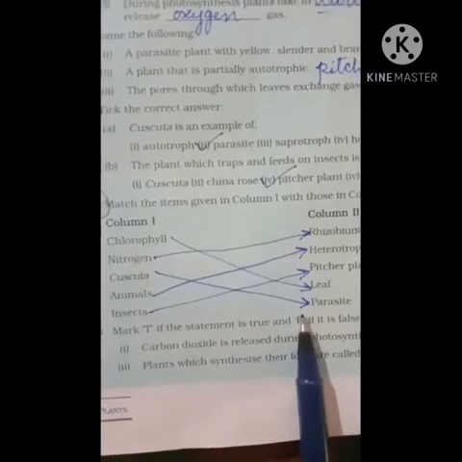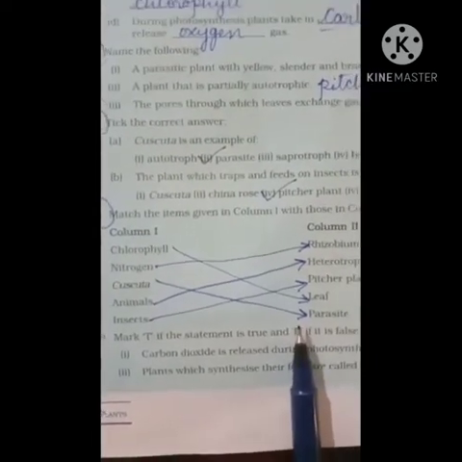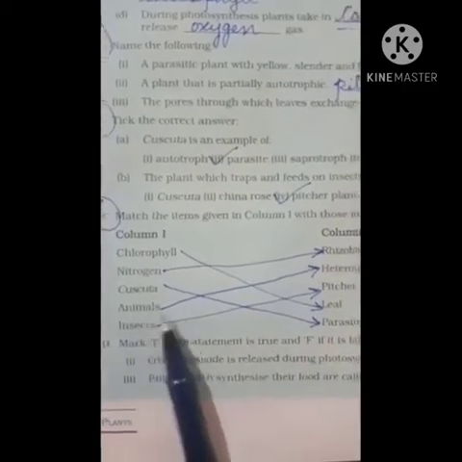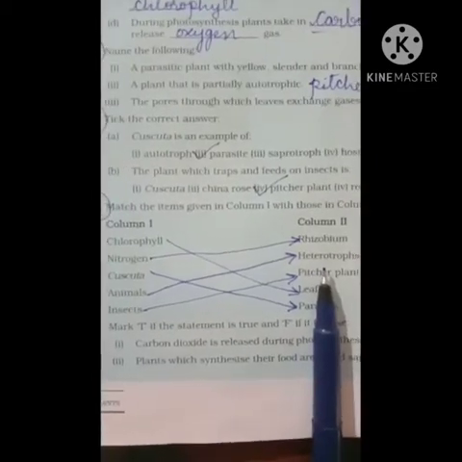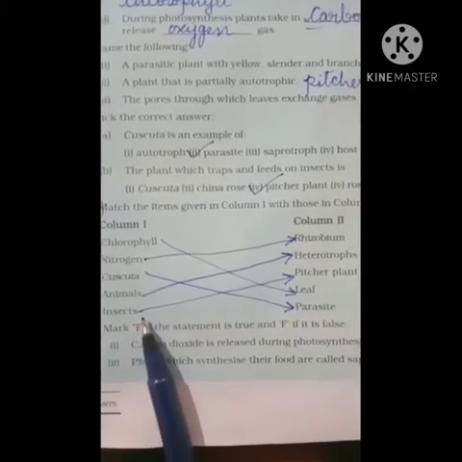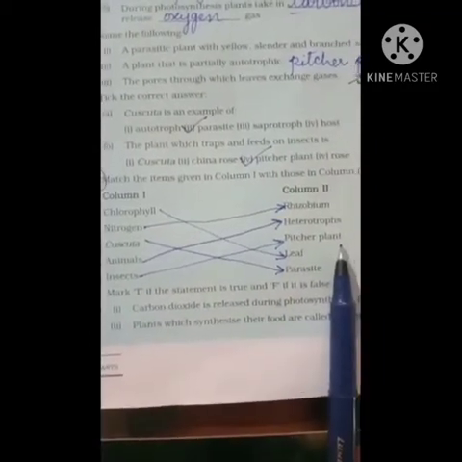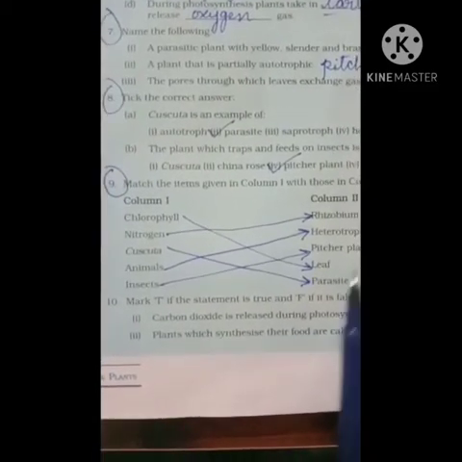Next is Cuscuta. Cuscuta is a parasite, right? Because it takes the help of another plant to grow and utilize nutrition from it. Next is animals. Animals are said to be heterotrophs. That means the organisms which can't synthesize their own food. Next is insects. So that is the pitcher plant. The pitcher plant is going to depend on insects for its food, right?